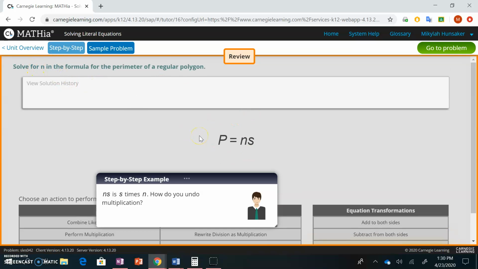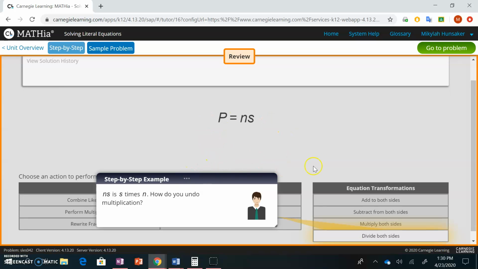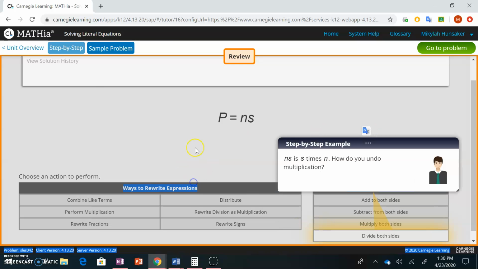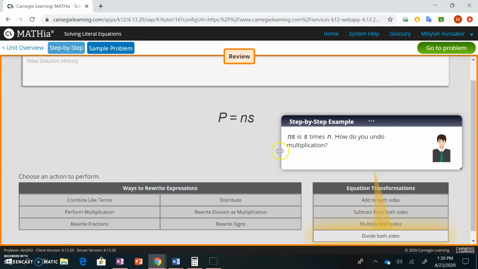This is exactly the same as what you just did in the last workspace, so hopefully this is starting to get a little bit simpler for you. We have the same setup. You can look down here. You've got different things you can do, like combine like terms, do multiplication, and adding, subtracting, multiplying, and dividing both sides. Okay, I think my computer's decided to catch up. This one doesn't have the side problem with numbers.